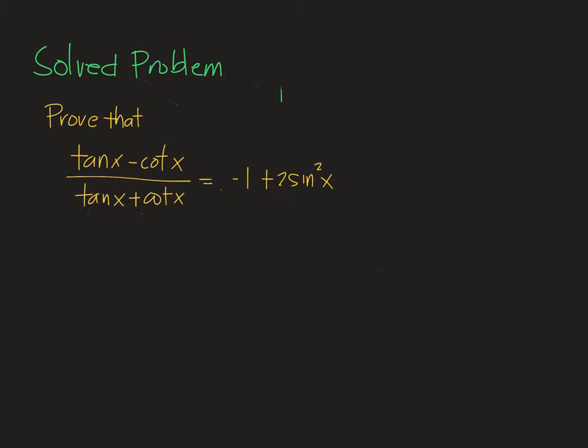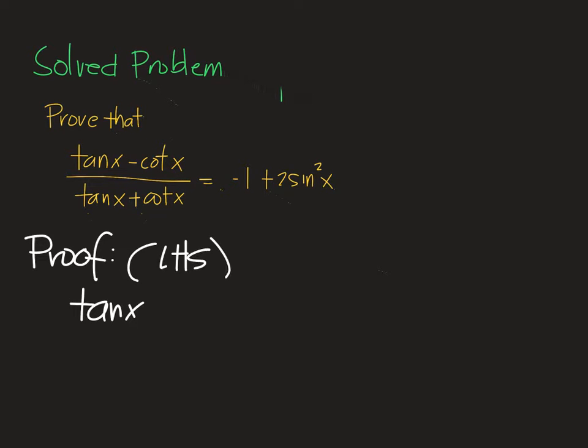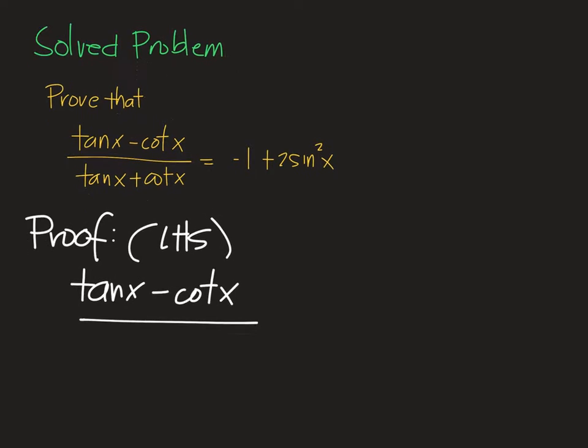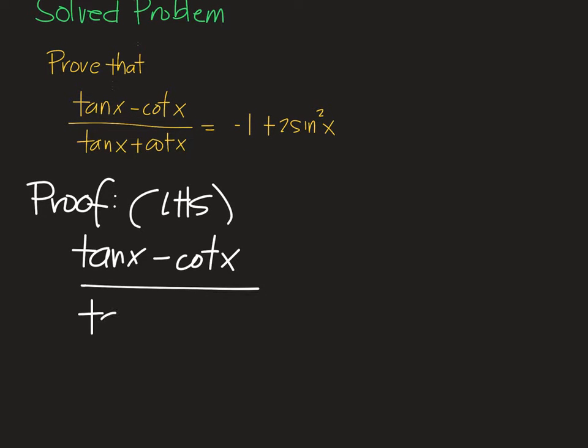Okay, so we will start our proof. This is our proof. The first thing to do is copy the left hand side, so we can write LHS here to indicate that we're doing a left hand side approach. Well, it's just a name. So, tangent x minus cotangent x over tangent x plus cotangent x.